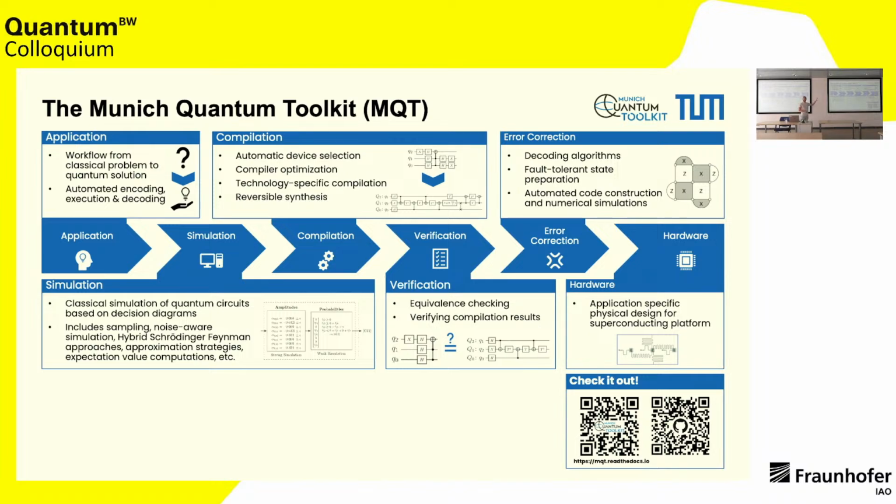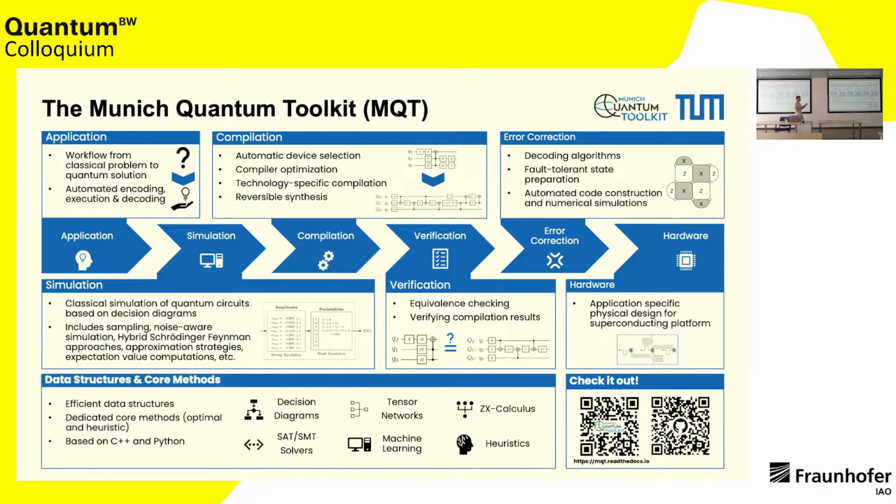So you don't have to read that in detail. I can also give you the slides later on if you want to read up on that. But it's about classical simulation, it's about compilation techniques, about verification, also error correction, an ongoing topic that is becoming more and more interesting for people, getting more and more steam. All of these steps are supported on our side by our expertise in data structures and core methods. So it's really about taking the computer science expertise from decades of building classical software and building that into tools for quantum computing. I'll walk through some of those tools.